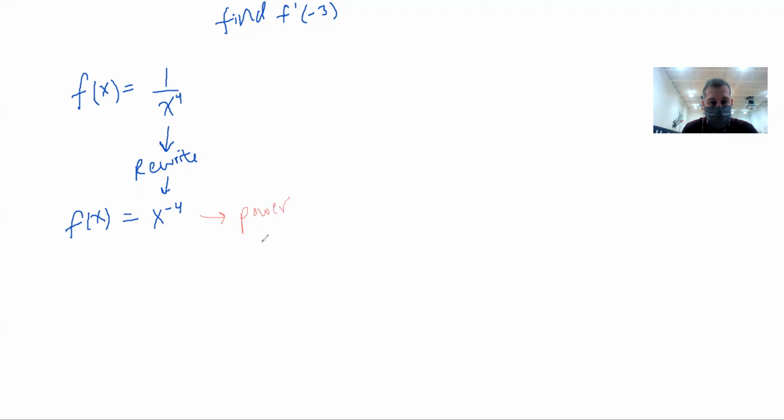Okay, so now I can actually use the power rule. In something like this, I would bring that -4 down, and then I would subtract 1. That would actually be a -5. So this would be my derivative, right? But if I need to plug in -3, I could actually plug that in right now.